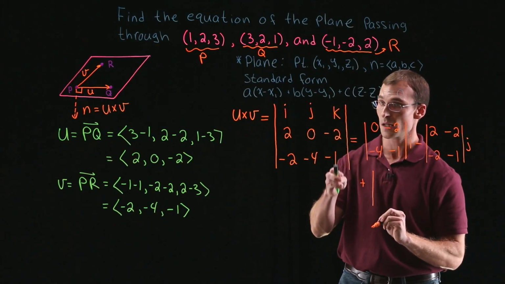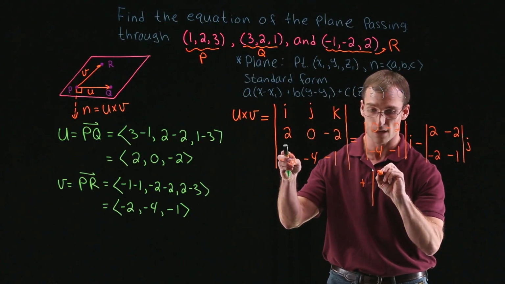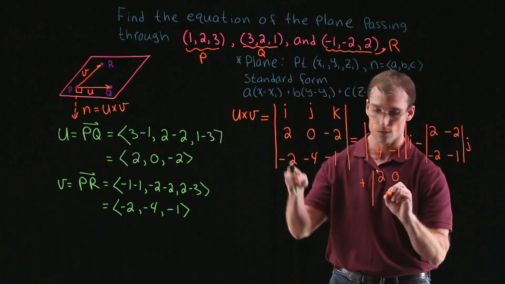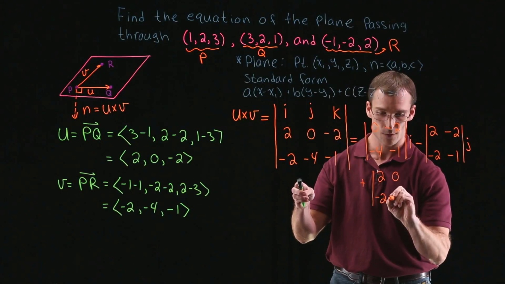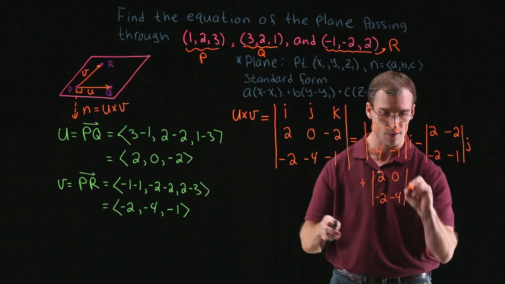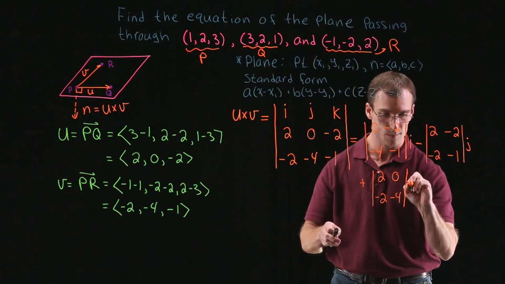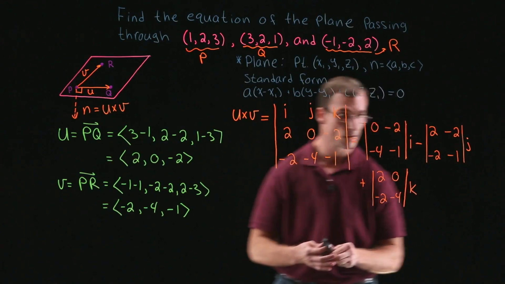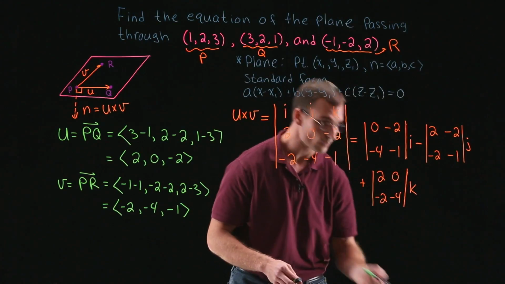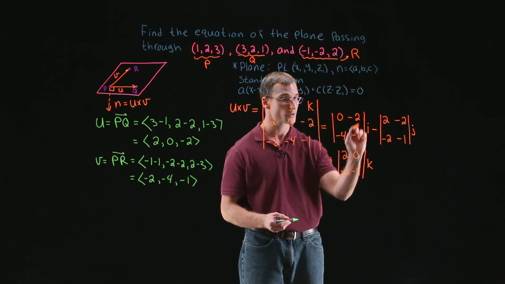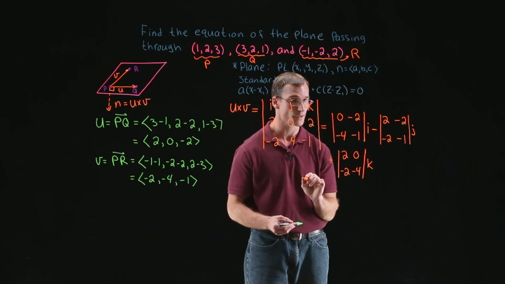Lastly, taking out the column and row with k, we'd have 2, 0, and -2, -4. Take the determinant of that, times our unit vector k. Okay, so to find this, we're going to go through and find the determinants of each of our 2x2 matrices.